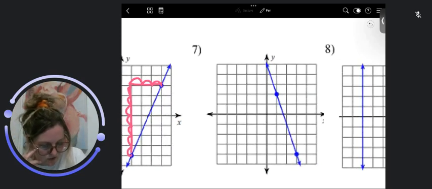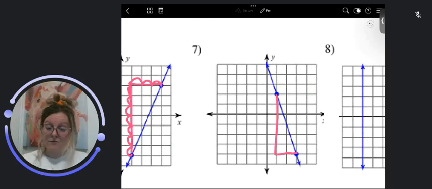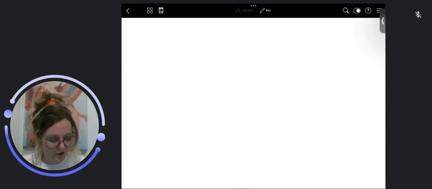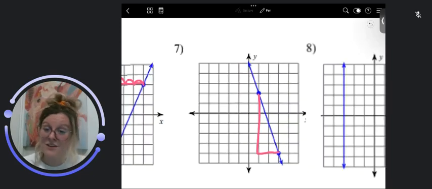I'm going to let you guys do this one. It should be a negative. And then lastly, oh my gosh, I did it again. Sorry, I'm going to make you guys dizzy.